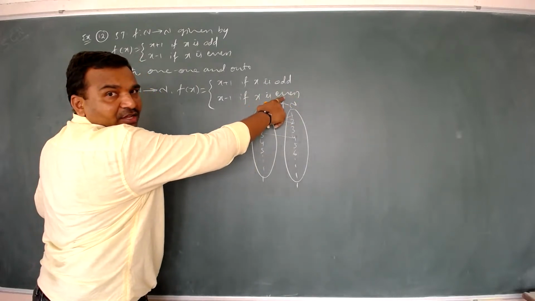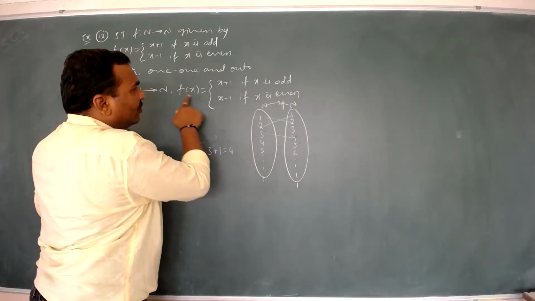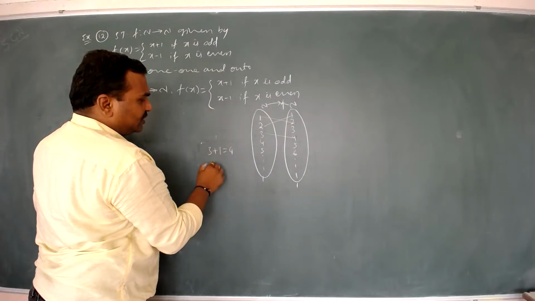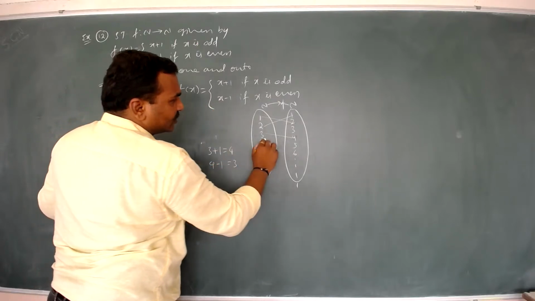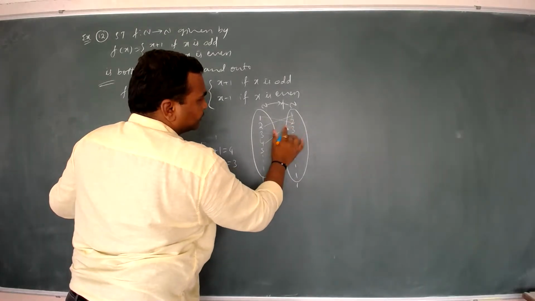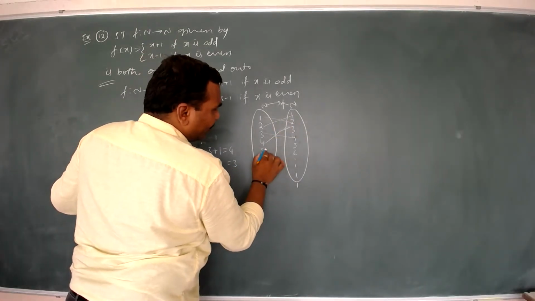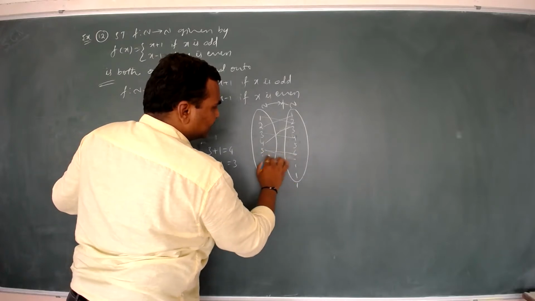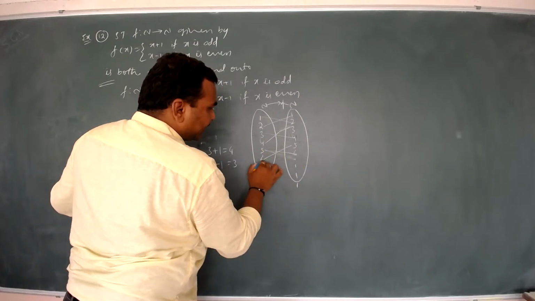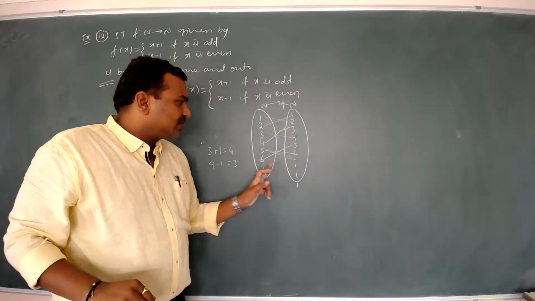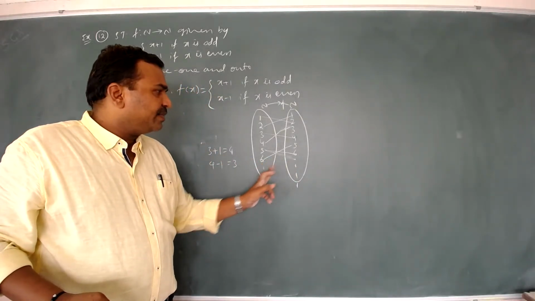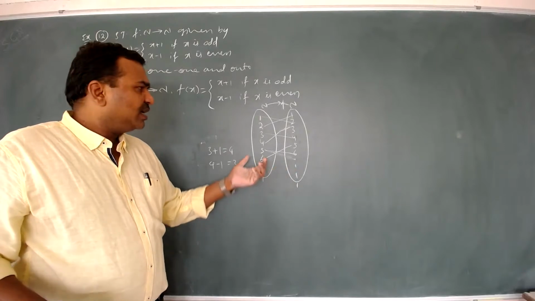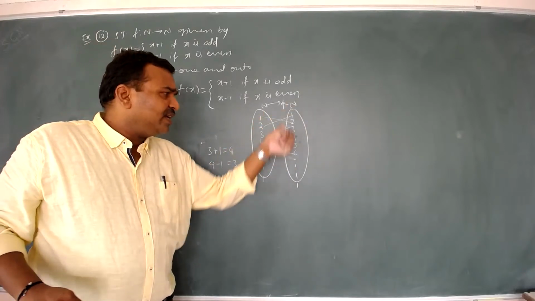Next take x equal to 4. 4 is even. If x is even, what is f of x now? x minus 1, that is 4 minus 1, 3. So 4 maps with 3. So similarly 5 maps with 6, 6 maps with 5. Next 7 maps with 8, 8 maps with 7, like this.